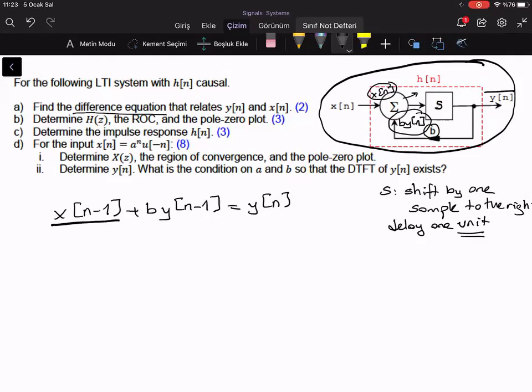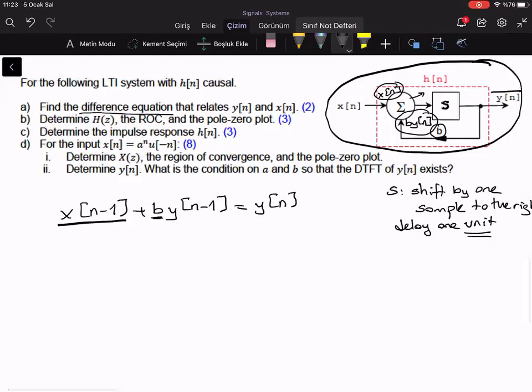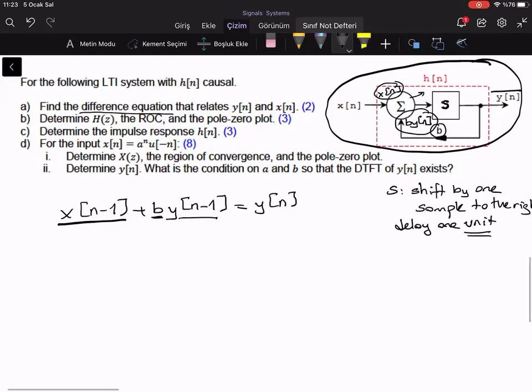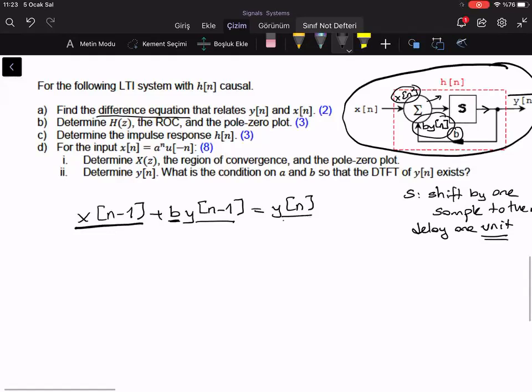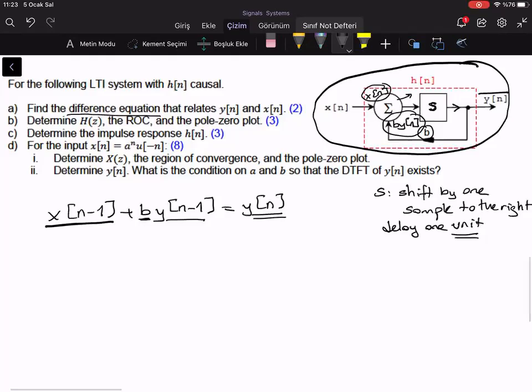So x of n, this is saying delay 1 unit, x of n minus 1. b times y of n, delay 1 unit. b is a coefficient, so I don't do anything with b, but the sequence will be shifted by 1 sample to the right. And this whole thing will be equal to our output signal. Is this clear? Anything you have difficulty understanding?